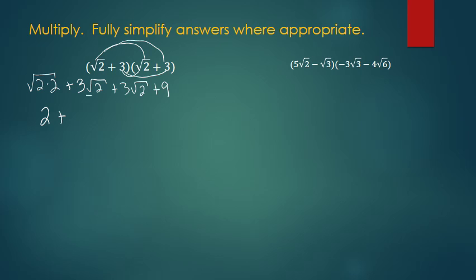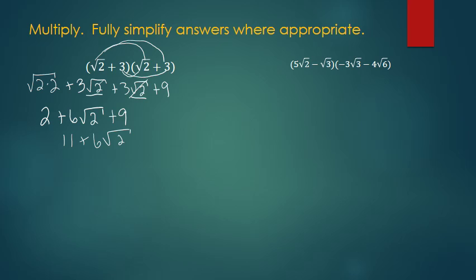Plus, I can combine these because the root 2's are identical. So I get 6 root 2, and remember, when you're combining using adding and subtracting, the value in the root does not change. That only changes with multiplication and division. Okay, so I'm done with my middle terms, plus 9. Now I'm still not quite done because the 2 and the 9 can be combined. So my final answer is going to be 11 plus 6 root 2.